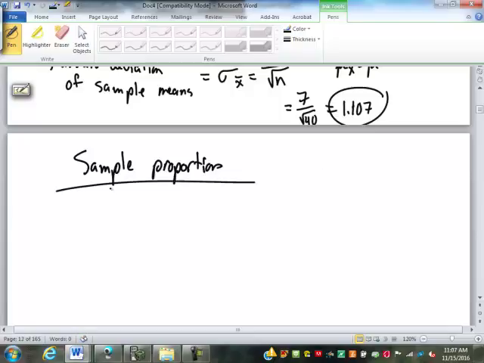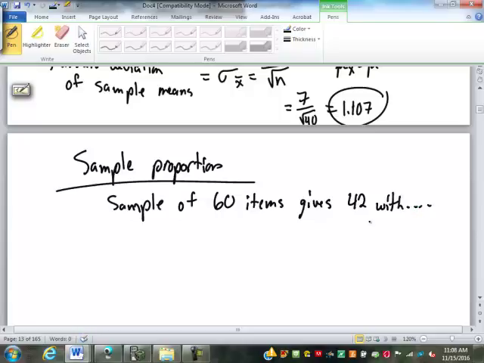Let's just do this. Let's do it the easy way. A sample of 60 items gives 42 with whatever that desired characteristic is. So P for our sample is going to be 42 out of 60, or 0.7.